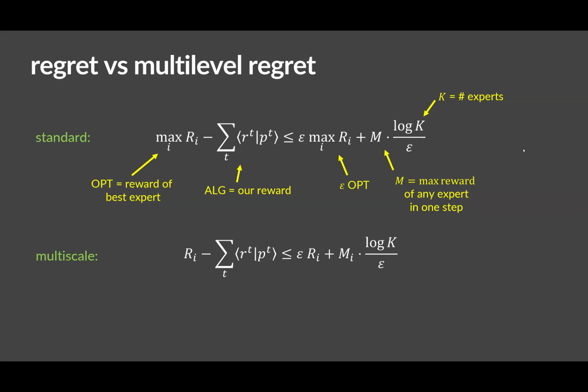It says that for my behavior, this is alpha. Its regret against expert I is epsilon times the reward of expert I plus the scale of expert I times log Q. And this is true for every expert. So your algorithm is good against each expert, proportional to the reward of that expert and the scale. And this is good. It's a useful thing to know.